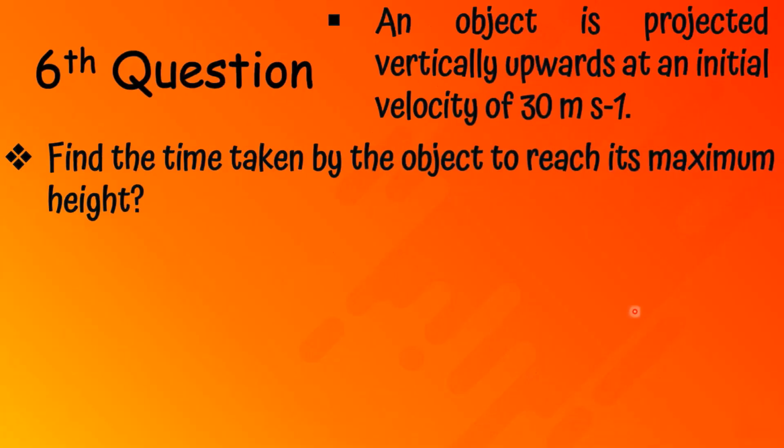Find the time taken by the object to reach its maximum height. So we know that the gravitational acceleration is 10 when we round off. So 30 meters per second divided by 10. Answer is 3 seconds. Time taken by the object is 3 seconds.